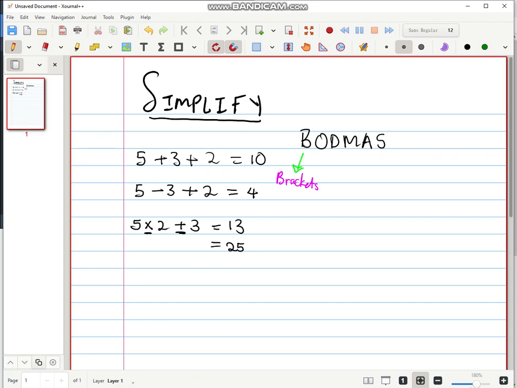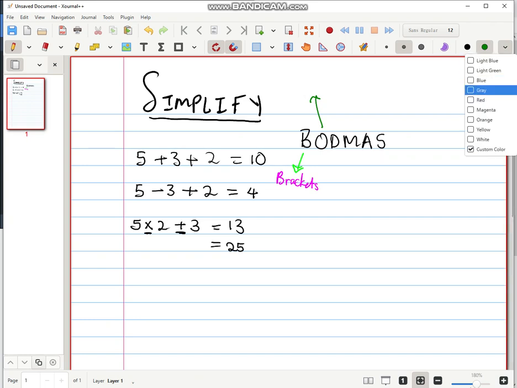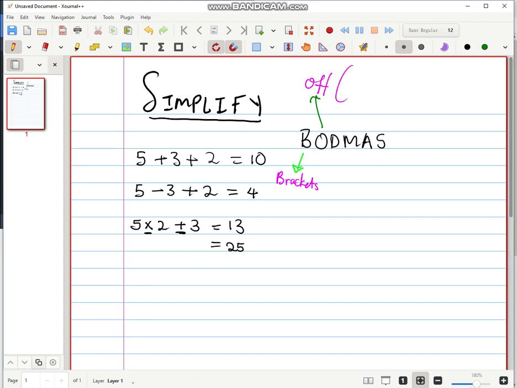You're gonna start with brackets every time when you see something that needs to be simplified, or you want to simplify something for whatever reason. Whatever is inside the brackets, that's where you start to simplify things. And then O means order, which is the same as powers.